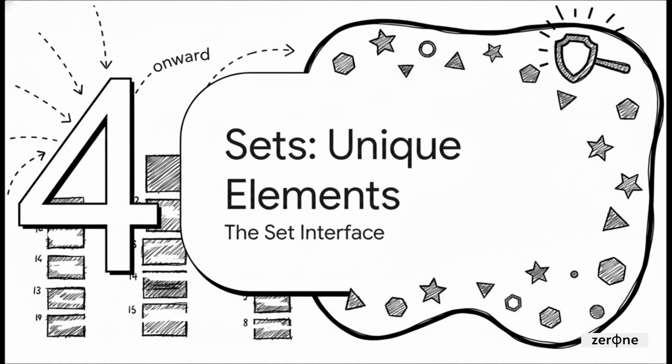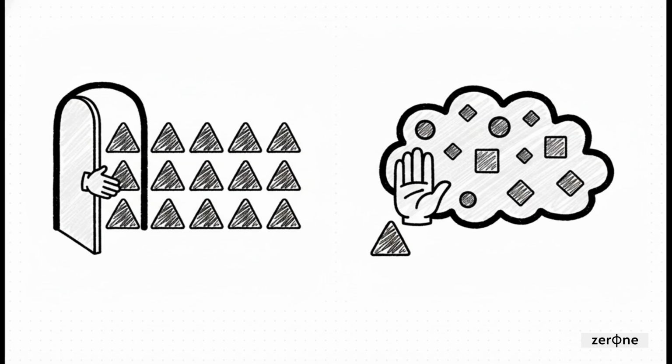Let's shift gears to Section 4, Sets, Unique Elements Only. Moving onward, we are leaving behind the ordered, neatly indexed world of lists and entering the domain of the Set interface, where absolute uniqueness is the absolute rule of law. Let's draw a direct binary contrast here. Where a list welcomes duplicate entries and organizes them neatly by index, a set acts kind of like a strict bouncer at an exclusive club. If your name is already on the list inside, you're not getting in. A set will instantly and automatically reject any duplicate entries.